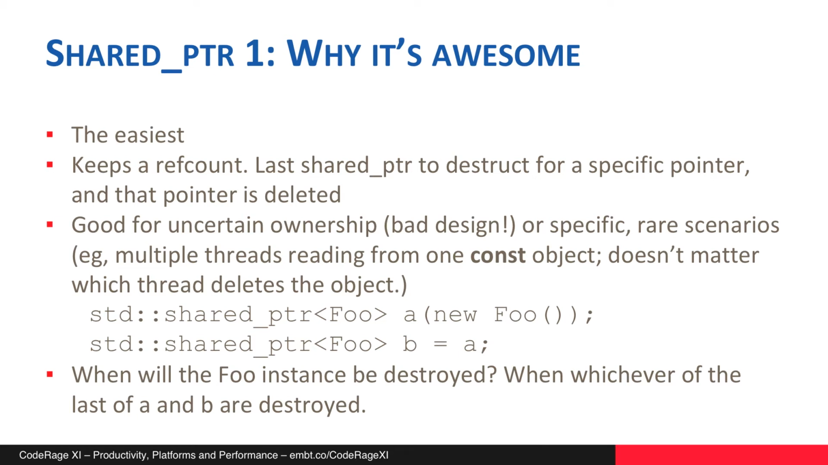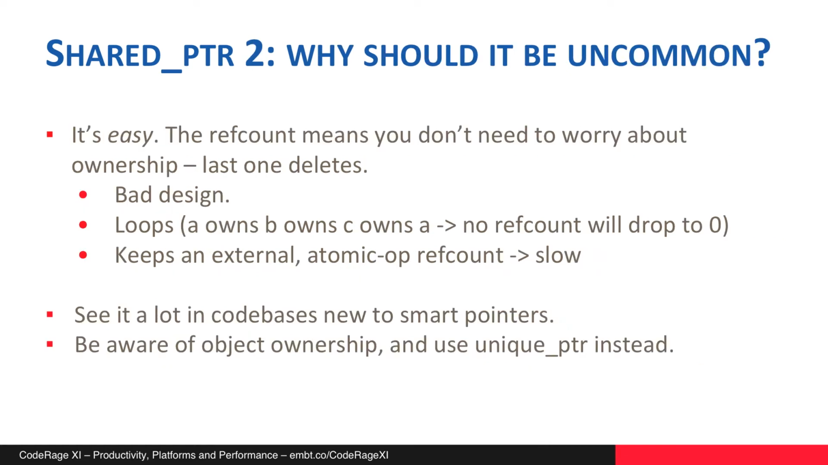In the code snippet shown on the screen, you can see two shared pointers, and they both refer to the same pointer. So the pointer that A holds and the pointer that B holds are the same thing. And when will the foo instance be destroyed? When whichever of the last of A and B are destroyed. And it's worth noting that the reference counting itself is thread safe. It's atomic. But the deletion itself would occur in whichever thread it is that happens to have the ref count go to 0.